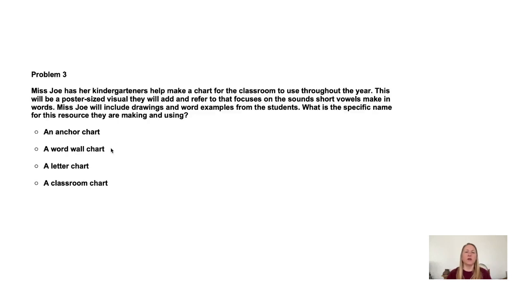A word wall chart is incorrect. This shows lots of vocabulary words, usually organized alphabetically. A letter chart is incorrect. This shows letters and pictures to teach the alphabet, not focused on vowel sounds. A classroom chart is incorrect. It's too general. It could mean anything. Miss Jo is making something specific to support learning. The correct answer is an anchor chart.